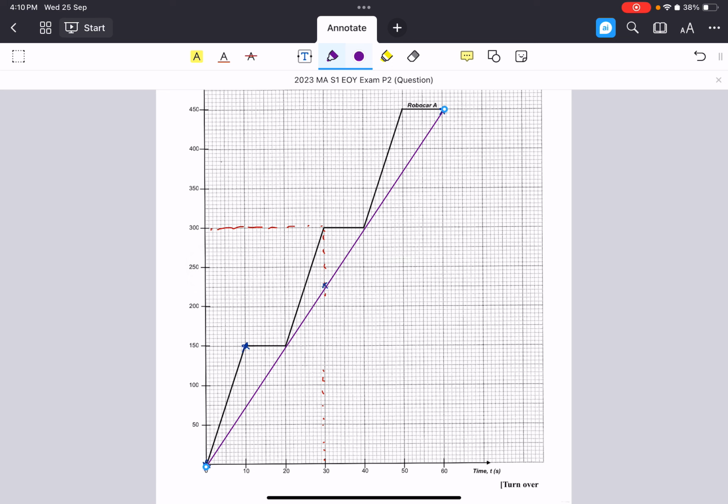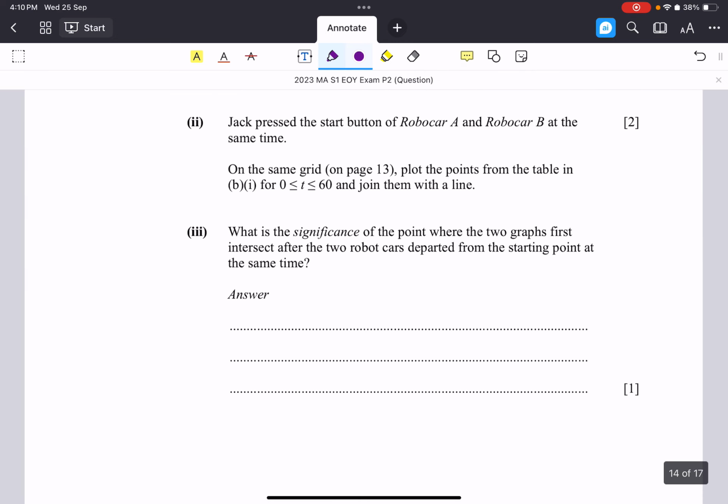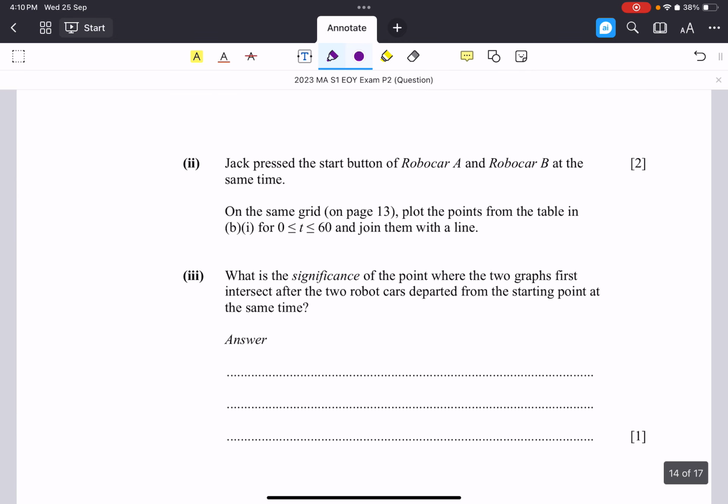So it will look like this, right? Okay, so nice line over there. So label it this. Label this as a robo car B, right? So answer the question. There we go. So Jack pressed the start button, and then after that they start at the same time.